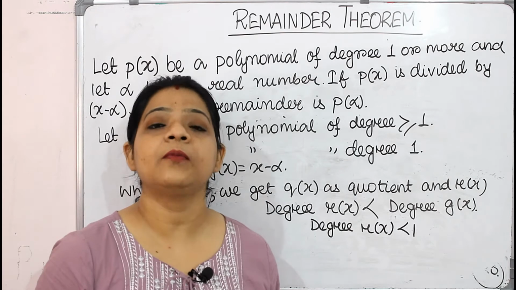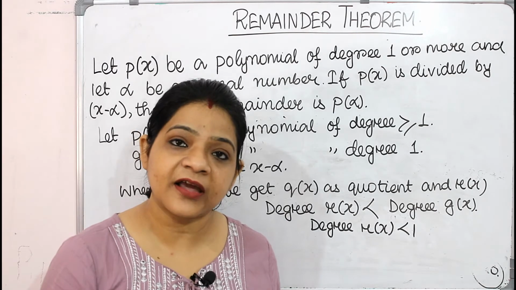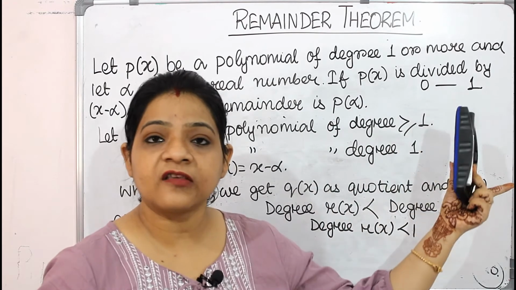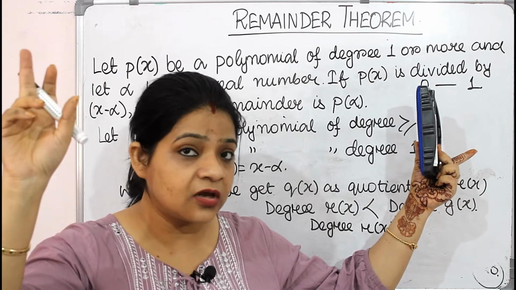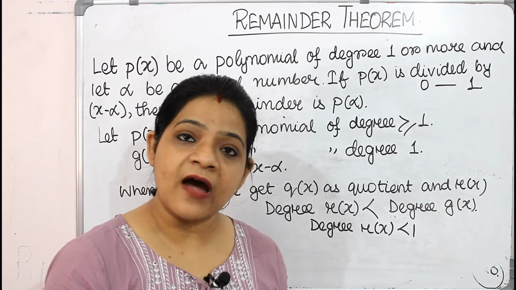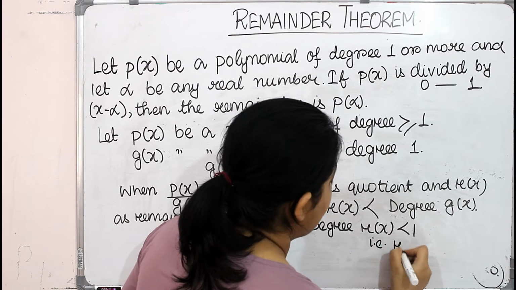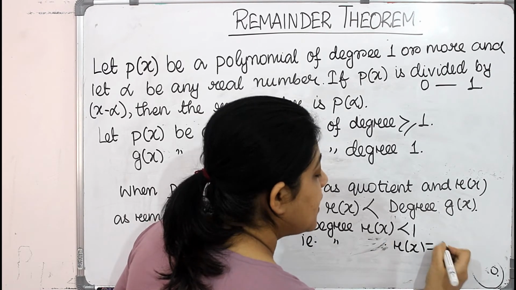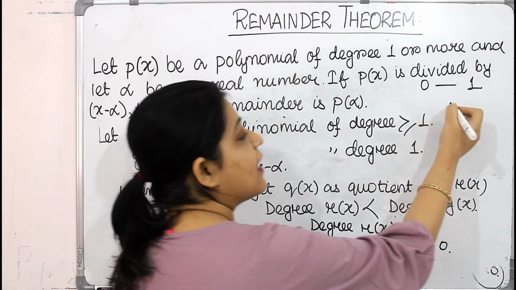Less than 1 means what? It should be 0, isn't it? It cannot be a fraction. Within 0 and 1, no positive exponents are there. It cannot be a fraction according to the condition for the polynomial. So the degree of R(x) should be equal to 0, that is, R(x) is a constant.